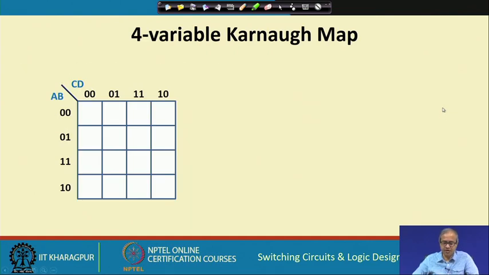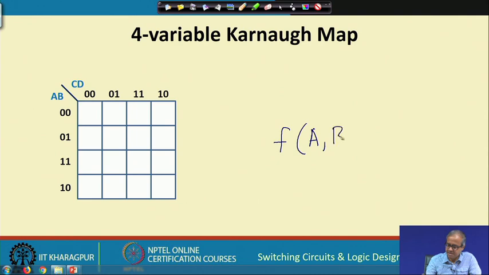Let us consider a 4 variable Karnaugh map like this. This is just an extension of a 3 variable map, where we consider a function with 4 variables, let us say A, B, C, D, where in this diagram I am showing A, B along the rows and C, D along the columns. And just like a 3 variable function, the way we label the columns in the gray code order 0 0, 0 1, 1 1, 1 0. Here we are doing the same thing for both rows and columns.